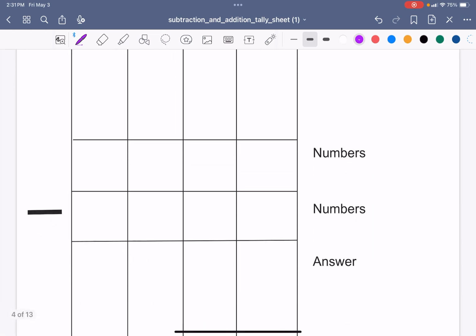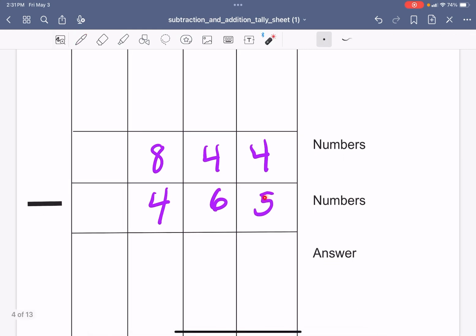Let's do another one for practice. Let's do 844 minus 465. You can pause the video here if you like. All right. So we can't do 4 minus 5. I'm going to cross this out. This is going to become a 3. And then this is going to become 14. So 14 minus 5 is 9.